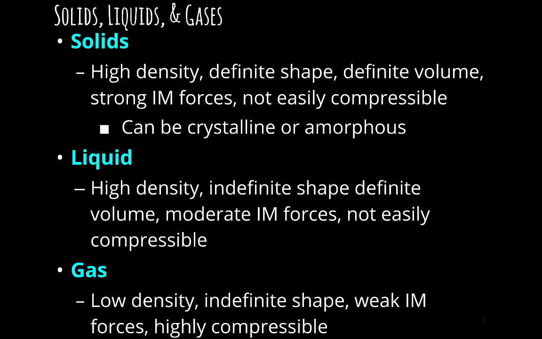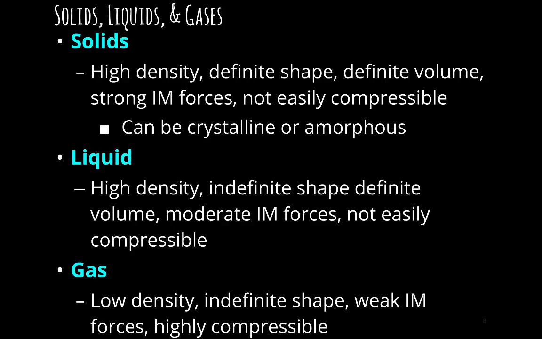What that means is their particles are close together already, so there's not space between them to get any closer. Solids can be described as a crystalline solid or an amorphous solid. A crystalline solid has a very rigid structure where an amorphous solid does not. A liquid then has high density, an indefinite shape, but a definite volume, and liquids have moderate intermolecular forces.